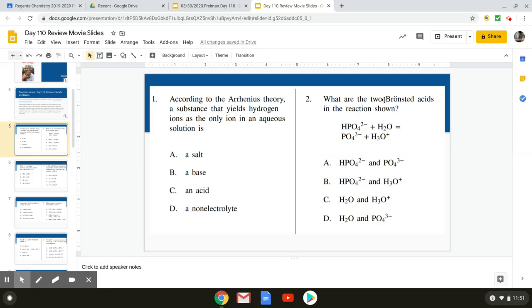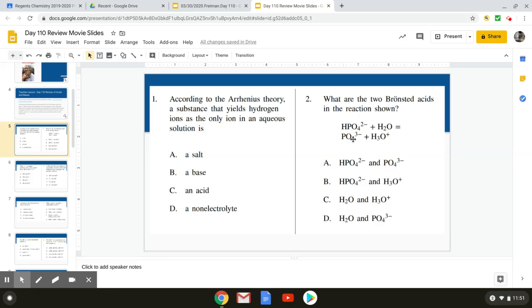For number 2, what are two Bronsted acids in the reaction shown? A Bronsted acid, by definition, is something that donates a proton or a hydrogen. So we look here, HPO4 and H2O. The H from the PO4 gives it to the water molecule, so we end up with H3O+. So the hydrogen is donated to the water, so HPO4 is the acid.